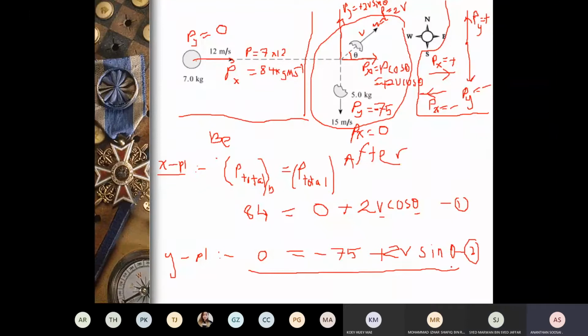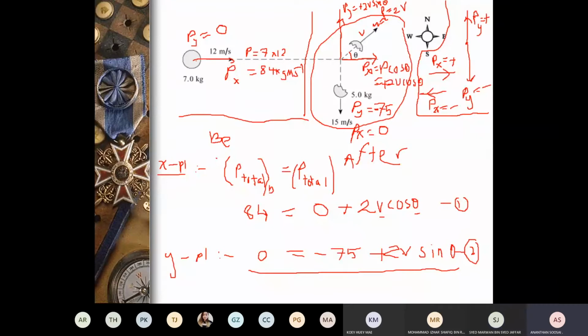So can you solve for v and theta now? You can solve this. After this it is maths. You can go for the substitution method if you want. Make v the subject, and you can substitute v here. Okay, so this is what you should do. Please get me the answer. Anyone?